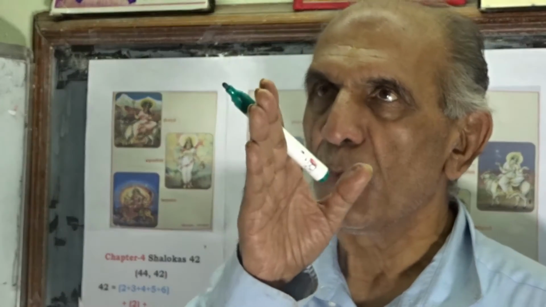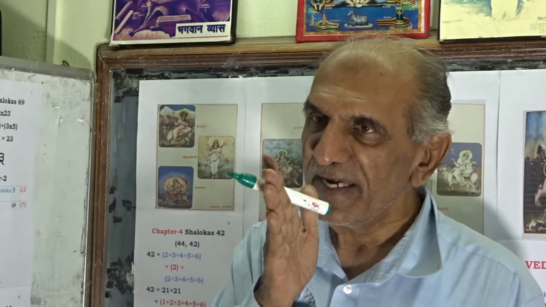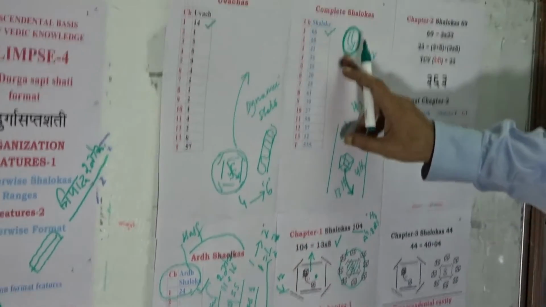Further, one shall open a new page. In this new page, one shall mention that today we are focusing upon the organization features, a set which makes the range of 104 value as 104 shlokas range of chapter 1 in terms of its internal organization as 14 vachas, 24 ardha shlokas and 66 shlokas.